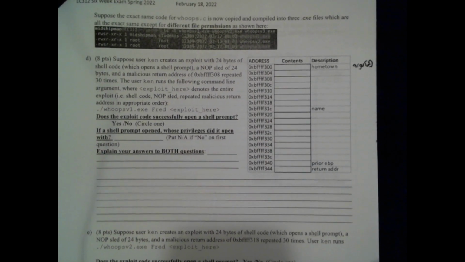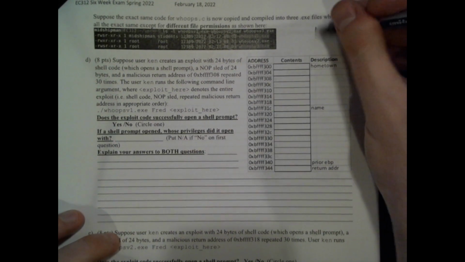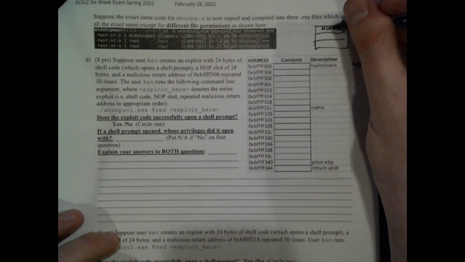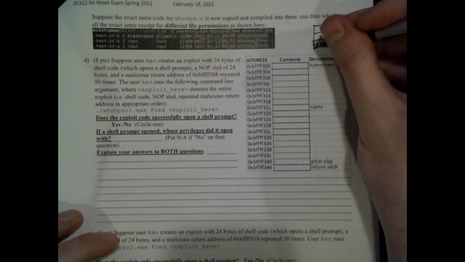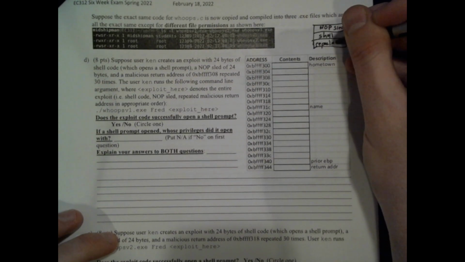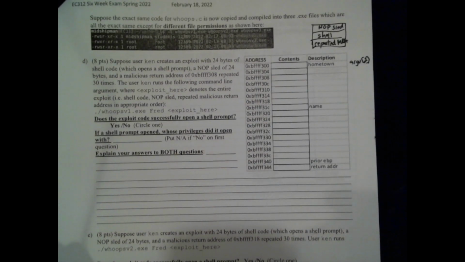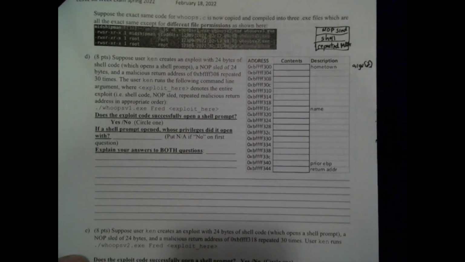Okay. So first off, does the exploit code successfully open a shell prompt? What we need to do here is work through this setup and understand what's going on. Keeping in mind that the way we usually run a buffer overflow is we have the NOP sled, then we have the shellcode, and then we have the repeated malicious return address, repeated MRA. That's what we're looking at as the format here, and let's write that out on our diagram to see what's going on.